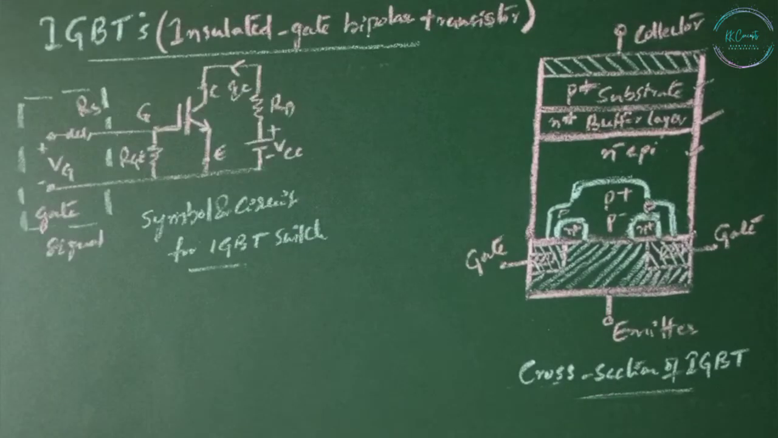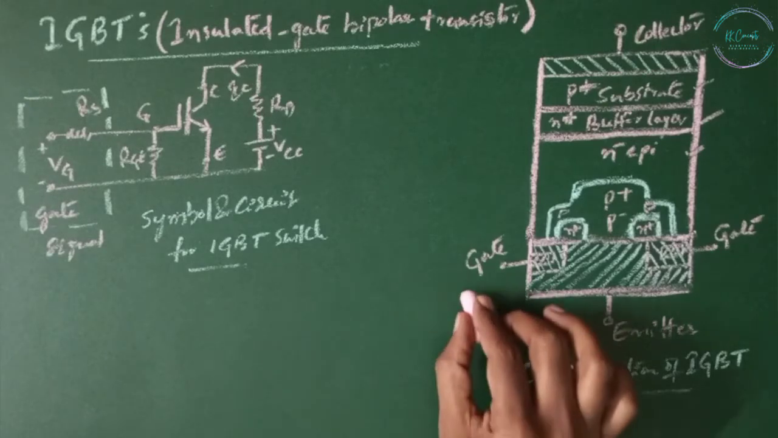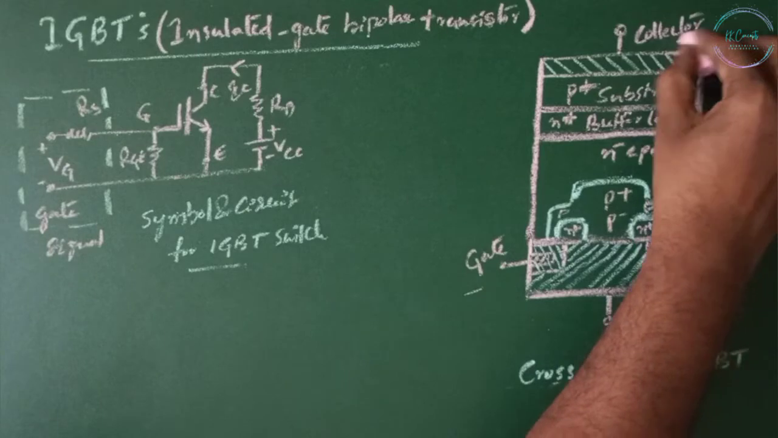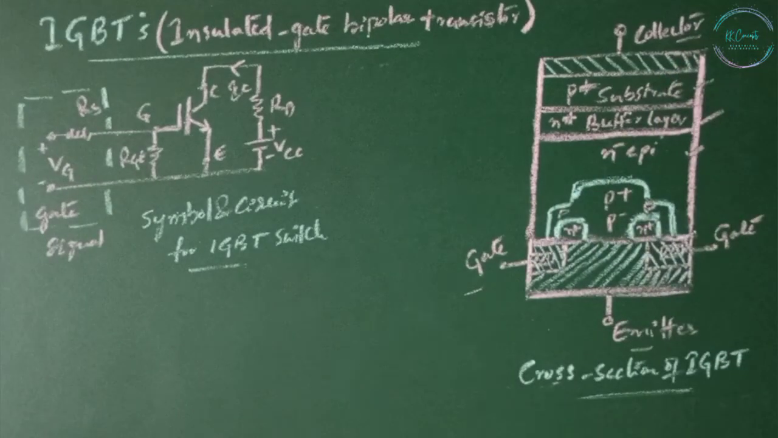The symbol and the circuit of an IGBT switch. The 3 terminals here we call them gate, emitter and collector, instead of gate, drain, source of a MOSFET. The parameters and the symbols are similar to that of MOSFET, except that the subscripts for source and drain are changed to emitter and collector respectively.